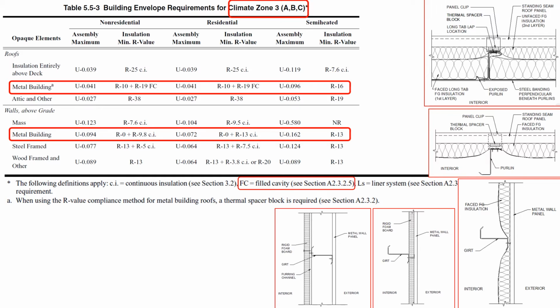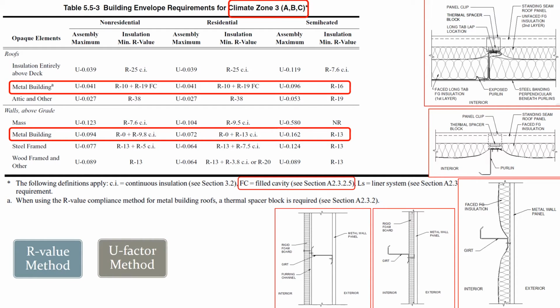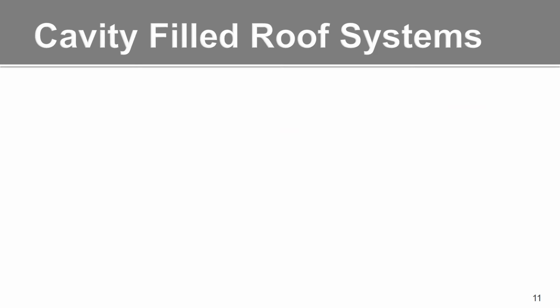For the walls, you still have the option to go with the fiberglass system, but that's really relegated to the semi-heated space provisions in the warmer climate zones. And then it brings you back to the continuous insulation for the conditioned spaces. So that's the R value method. The U factor method allows you more options.